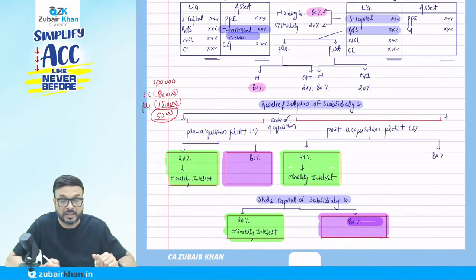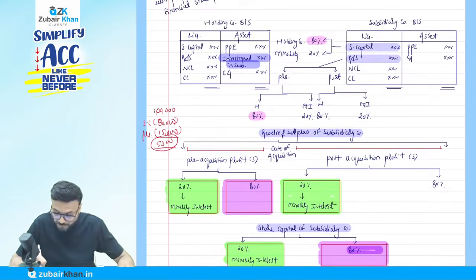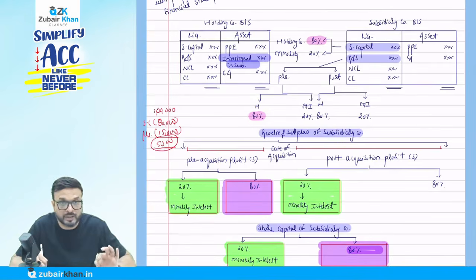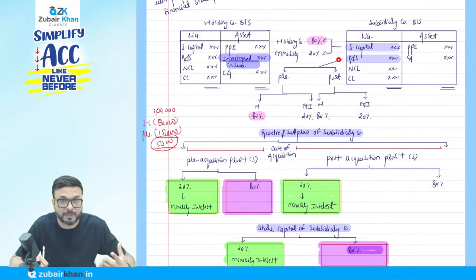I will come to that here. But remember that now, these 2 points that I've highlighted here, that is, we know about whatever belongs to minority in the share capital, reserve and surplus, that will go in minority. It doesn't matter pre and post. But when it comes to the holding company, the portion that belongs to the holding company, how to present that here?